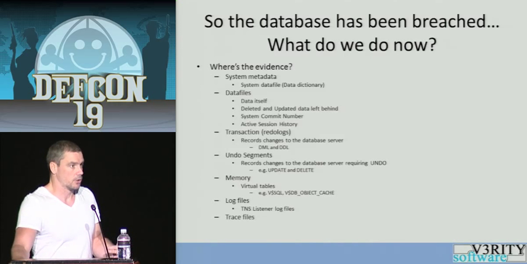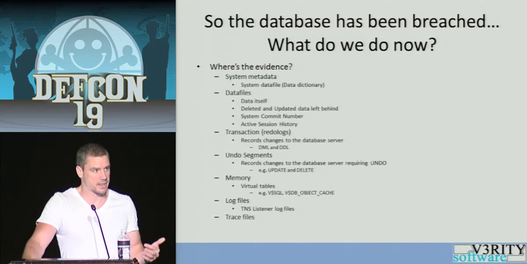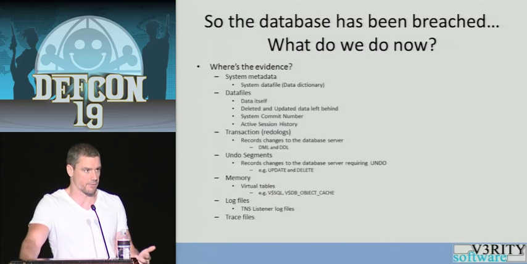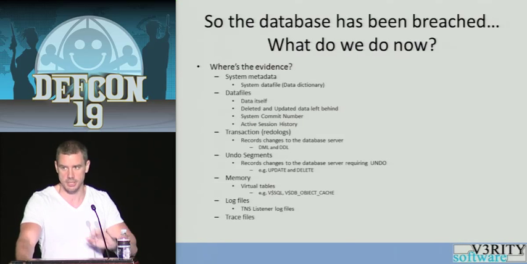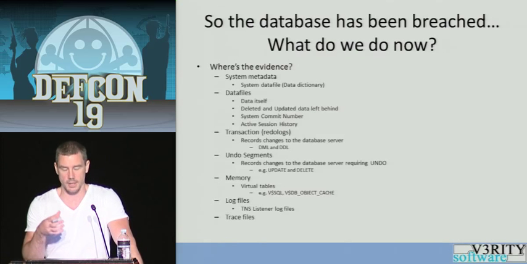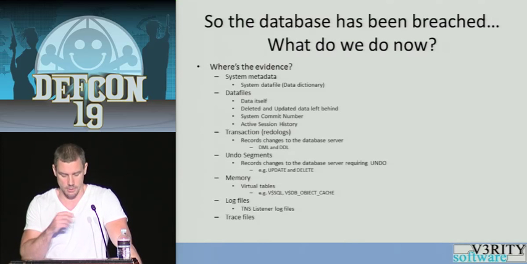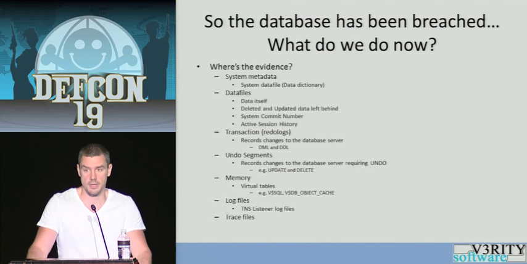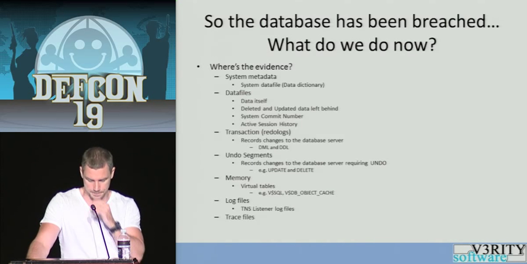The transaction logs, like the redo logs in Oracle: anything that requires a transaction is logged in the redo log. So that's another great source of information. That's things like deletes, inserts, updates, select for updates, any DDL like grants, creates and drops and so on. All that information can be found in the transaction logs. Undo segments: if you make a change, an undo segment is created that has information pertaining to that change. So again, we can query that.